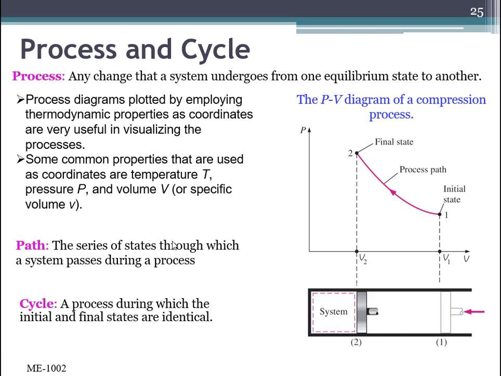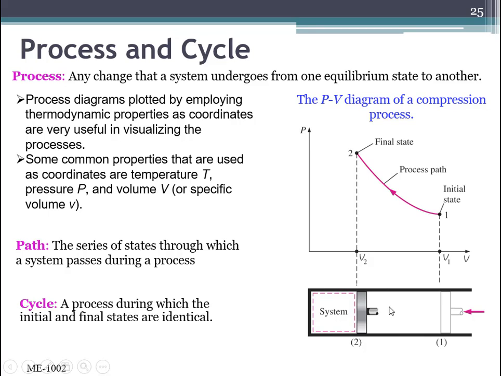Moving further, process and cycle. First of all, this is an important thing. Process basically क्या है? Any change that the system undergoes from one equilibrium state to another. Thermodynamics में हर state basically एक equilibrium को define करती है. For instance, अगर point 1 के ऊपर मैं बात करता हूँ इस system की, we have a piston cylinder device. We have a cylinder, we have a piston, and in between there is a gas. Initially, this piston is at point 1. What happens? Point 1 is having a larger volume.